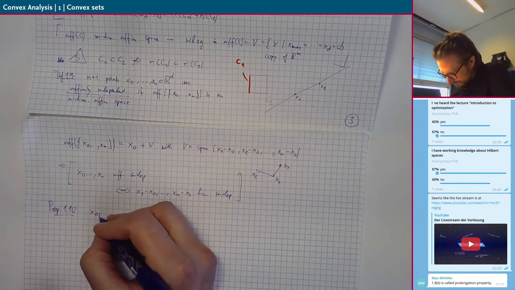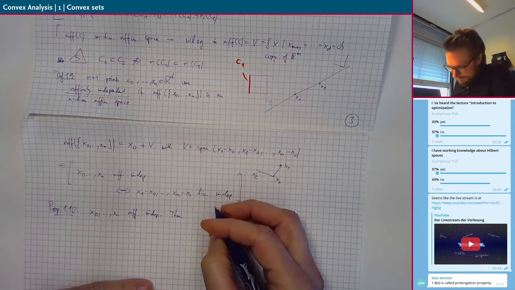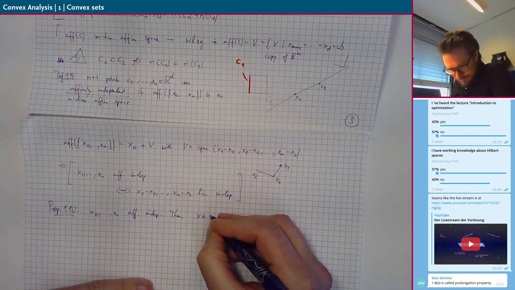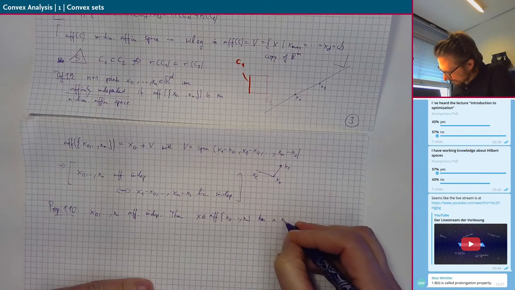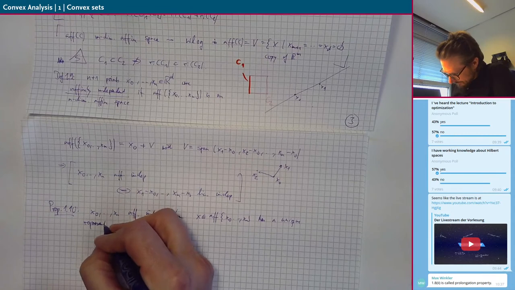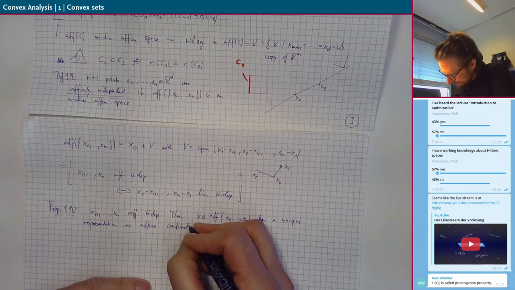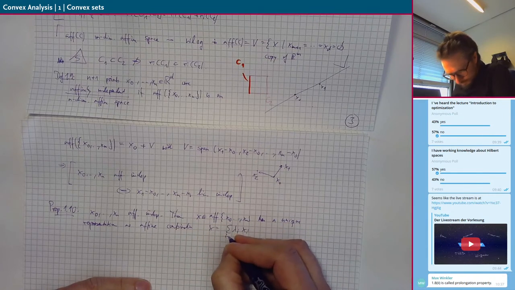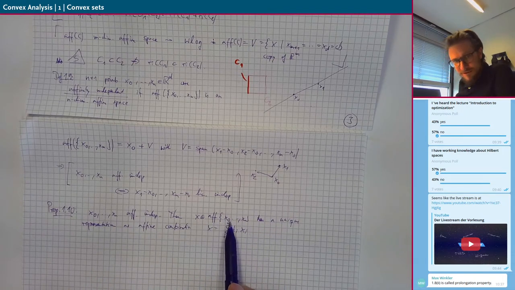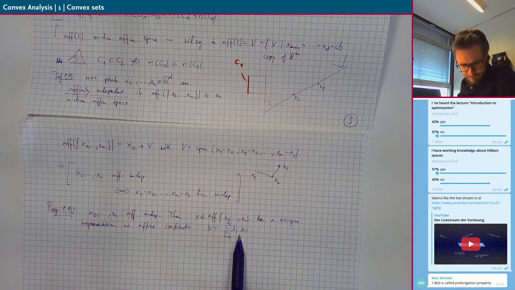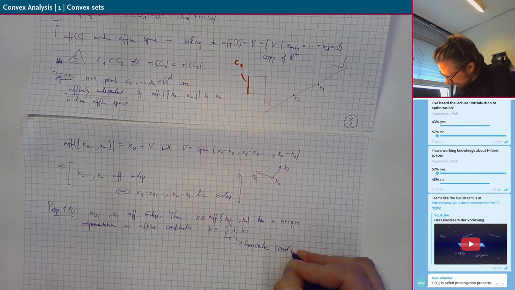So let's say we have x0 to xn affinely independent. Then it holds that each x in the affine hull of this set has a unique representation as an affine combination, x equals the sum of lambda_i x_i, where i goes from 0 to n. So that's just it. If you have affinely independent points, then each point in the affine hull of this set can be uniquely represented as an affine combination of these points. And these lambdas here are the so-called barycentric coordinates of the affine hull.